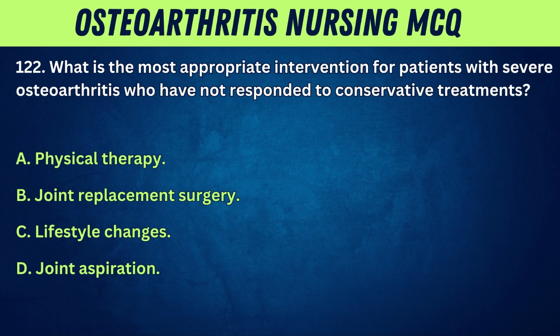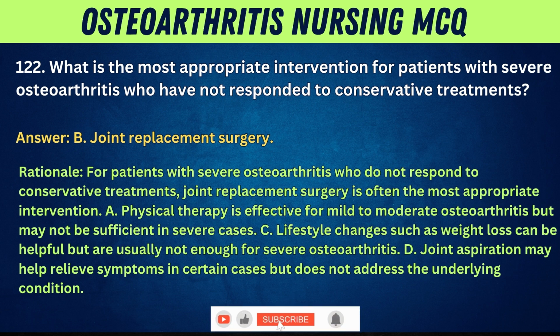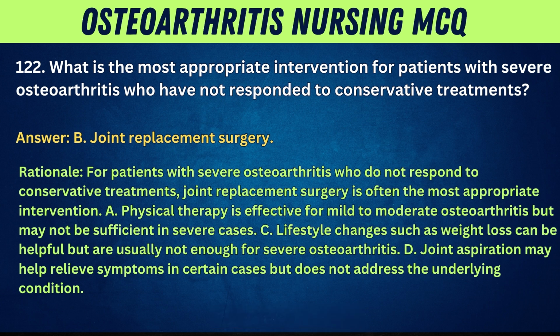122. What is the most appropriate intervention for patients with severe osteoarthritis who have not responded to conservative treatments? A. Physical therapy. B. Joint replacement surgery. C. Lifestyle changes. D. Joint aspiration. Answer: B. Joint replacement surgery. Rationale: For patients with severe osteoarthritis who do not respond to conservative treatments, joint replacement surgery is often the most appropriate intervention.